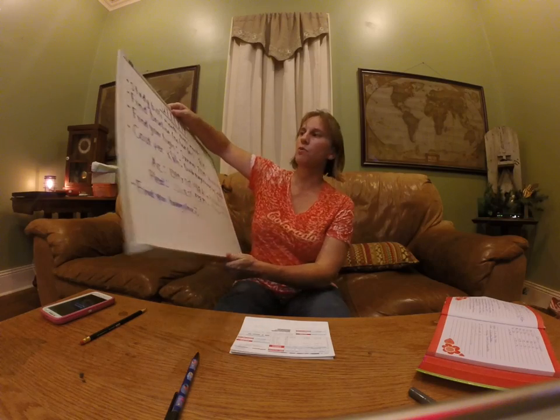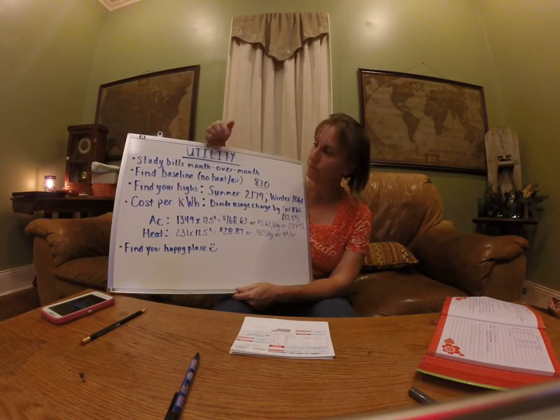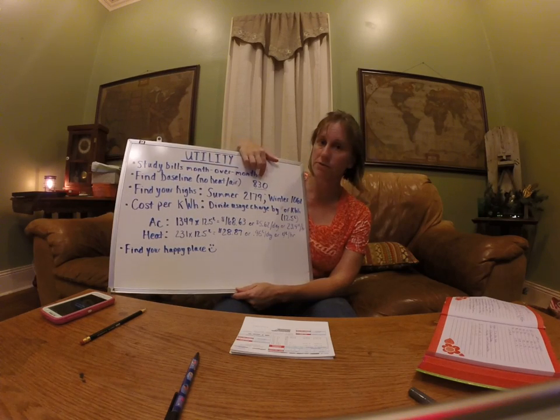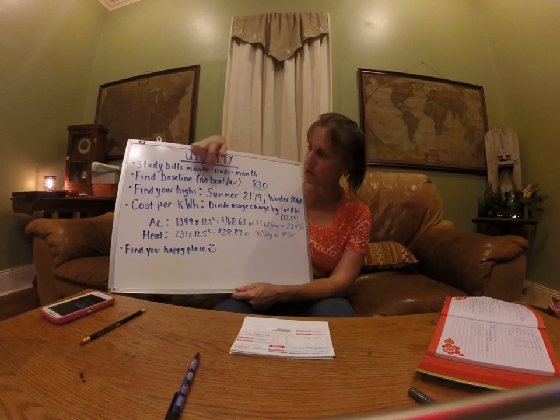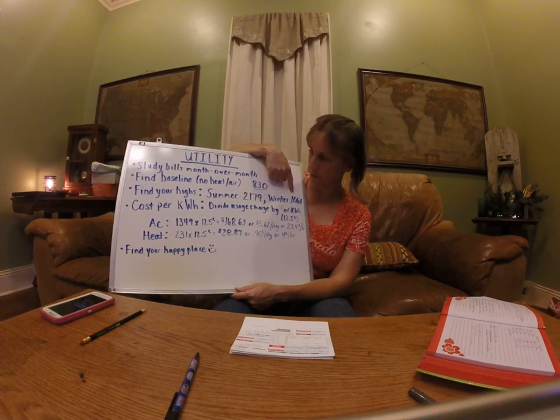So using that information, here's my handy dandy whiteboard. Study your bills month over month. Find your baseline, which is no heat, no air. For me, we're going to use the number 830 kilowatt hours. Find your highs for the summer and for the winter.